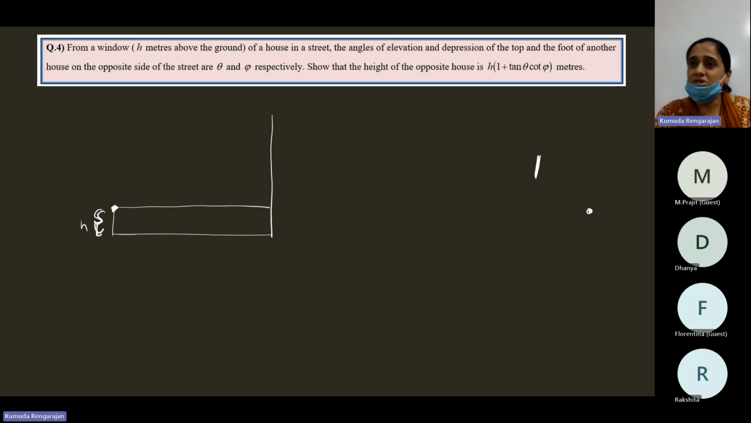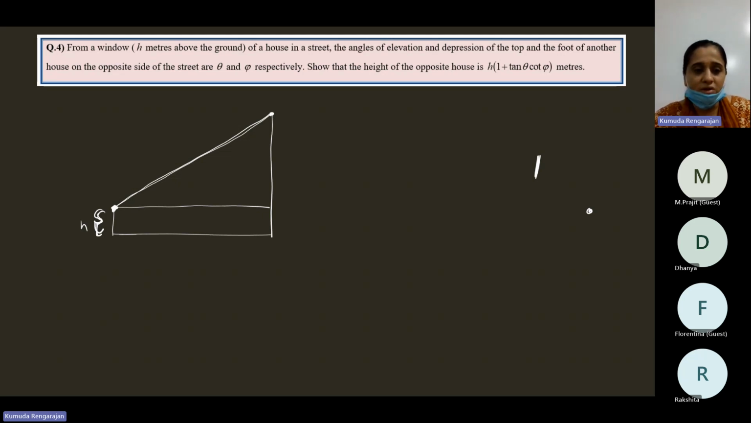And what is the angle measured when he looks at the top of the opposite house? Angle of elevation. That means he's looking up. So that means the top of the opposite house is at a higher level. Yes or no? That is why from here, it is angle of elevation. So connect the eye of the observer and the object observed: the top of the opposite house.